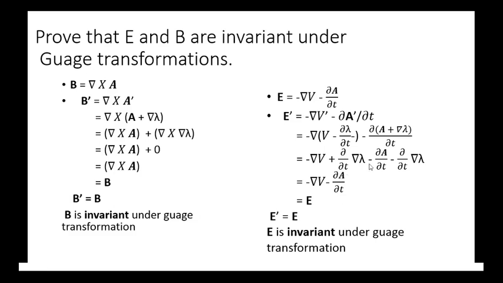So the second term and the fourth term get cancelled and you will get minus del V minus dou A by dou T itself. That is E. So even though you have changed V and A here, you got E dash as E itself. That means E is invariant under gauge transformation. Clear?